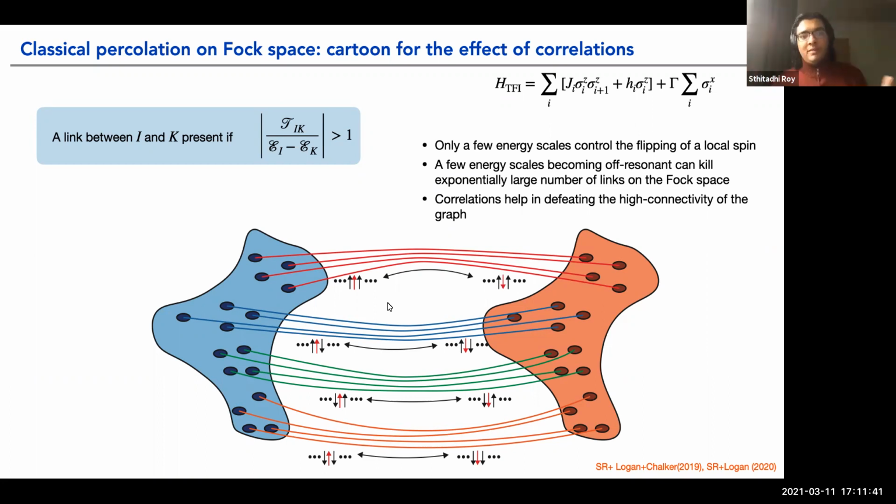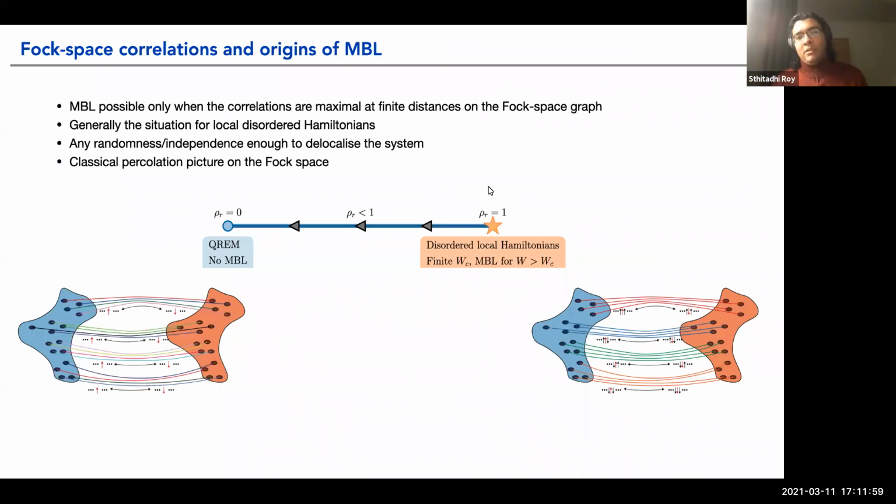And this is a heuristic picture for why our self-consistent analytical theory based on the propagators told us that you can have localization in the presence of strong correlations, and you cannot have localization when there are no correlations. That, at least in our opinion, ties these two pictures together. And the central result is that in order to have MBL, you need to have maximal correlations in the disorder.